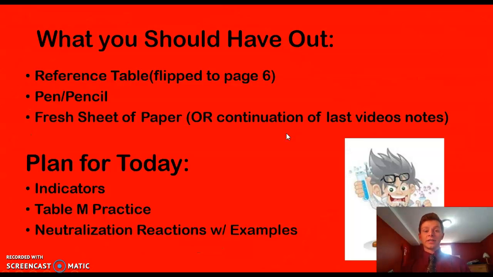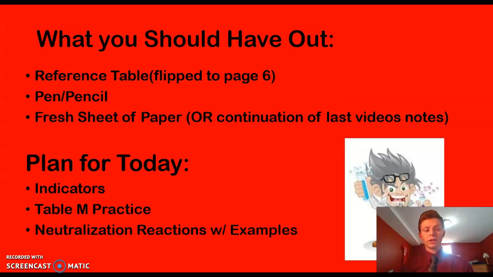Like I talked about in the last video, what you should have out is the same stuff: your reference table, flipped to page 6. Today we'll talk a little bit about Table M, as you can see below. Have a pen or pencil out and a fresh sheet of paper, or you're welcome to continue any of the notes that you made from the last video. Whatever works for you, works for me.